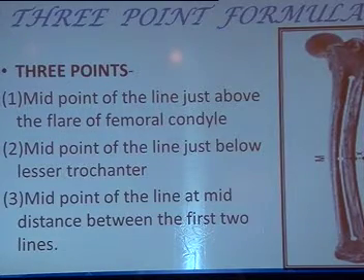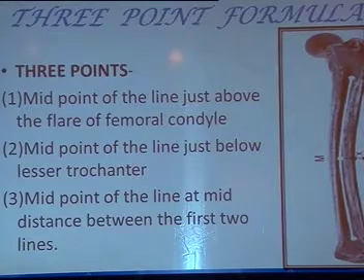Now the 3-point formula. The 3 points are the midpoint of the line just above the flare of the femoral condyle, and the midpoint of the line just below the lesser trochanter, and the midpoint of the line at the mid distance between the first two lines.